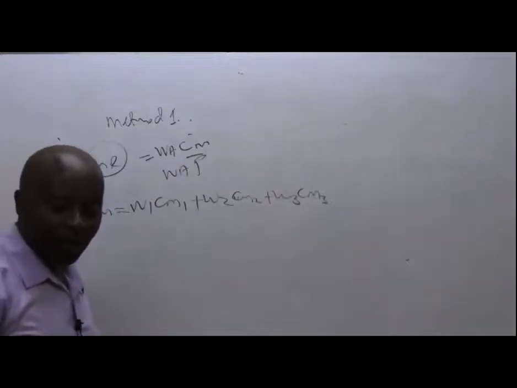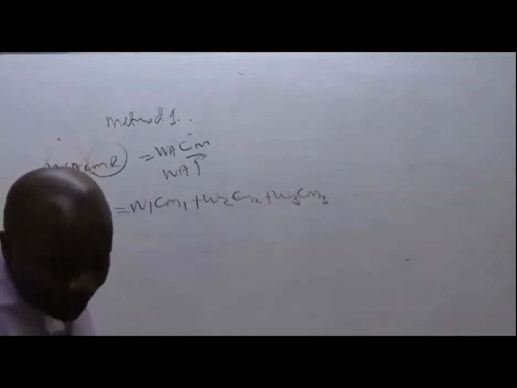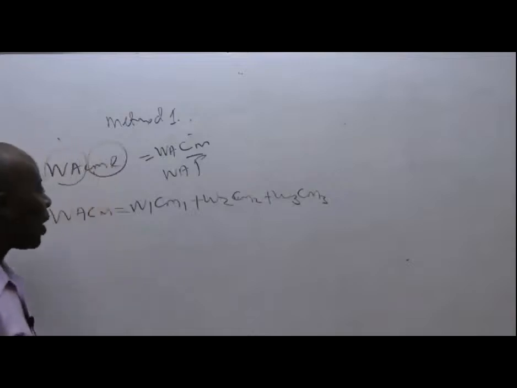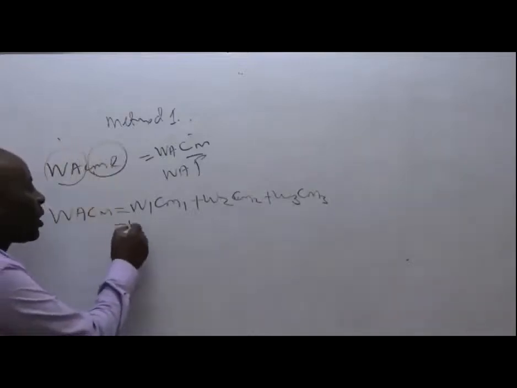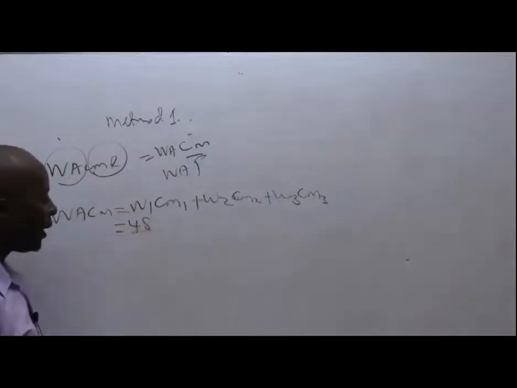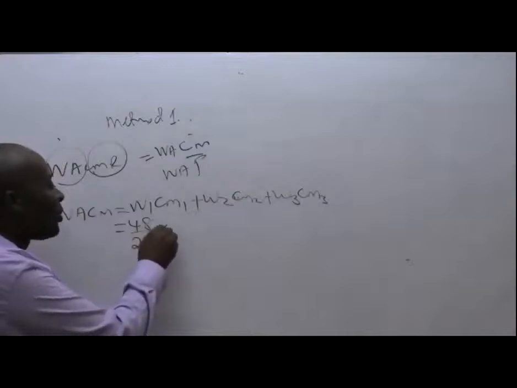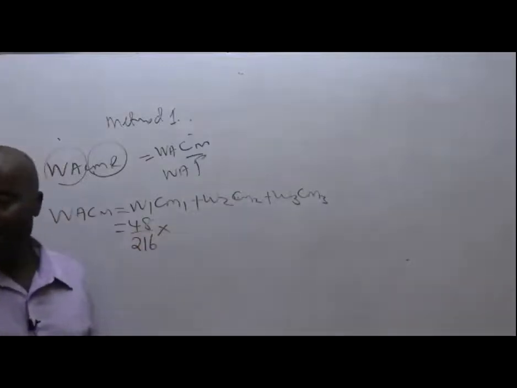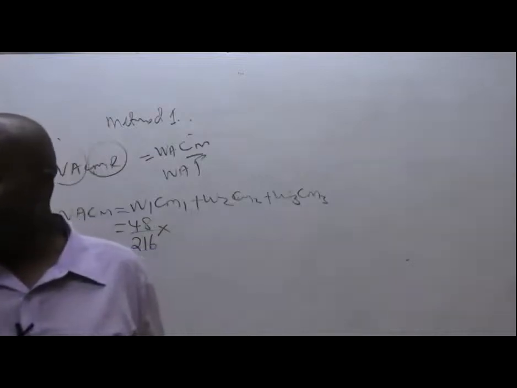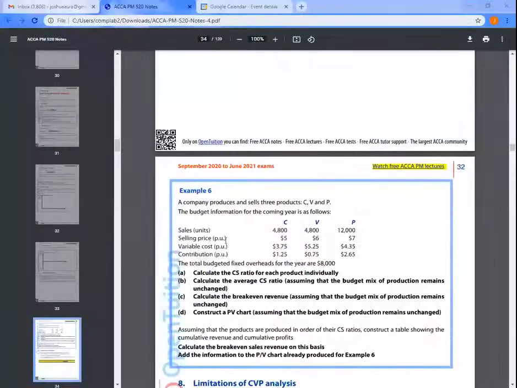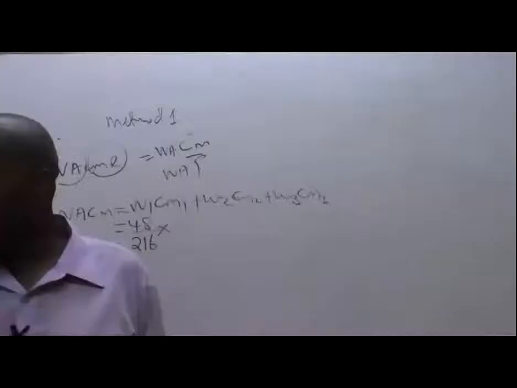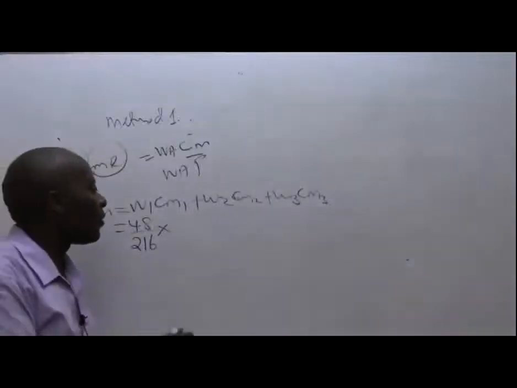Now, ladies and gentlemen, weight 1, what are we supposed to be having here for weight 1? You are the guys who gave me the figure. If I remember well, weight 1 was 48. 48 divided by what here, somebody? 48 divided by 216 times contribution margin 1. Contribution margin 1 has been given, it's here. It's 1.25. Contribution margin 1 is 1.25.